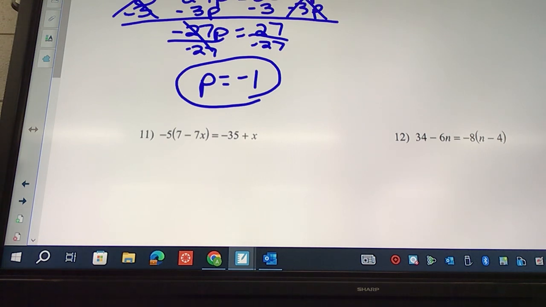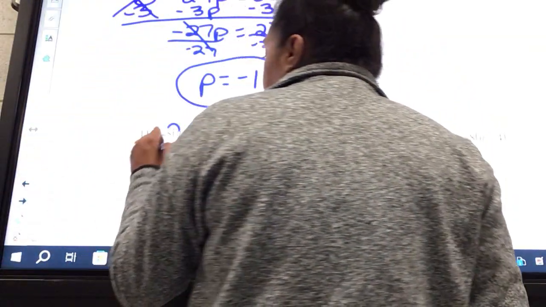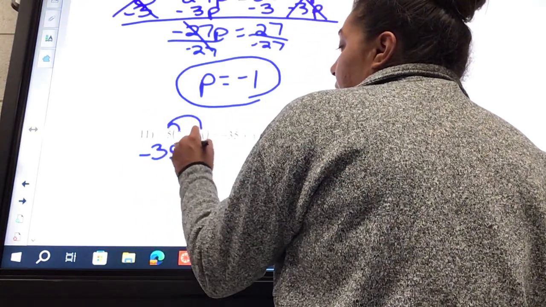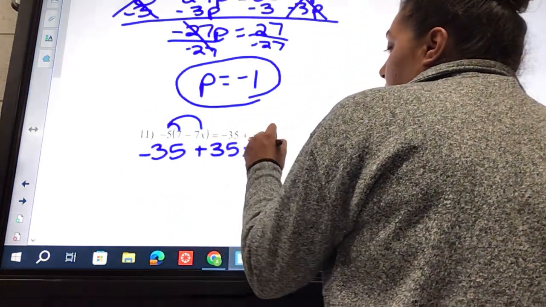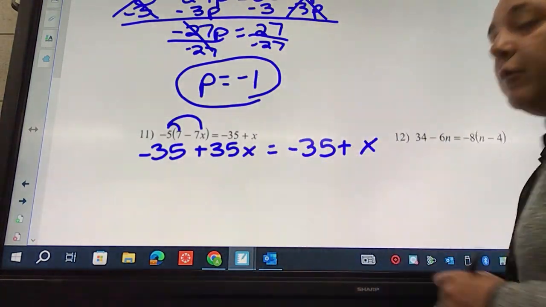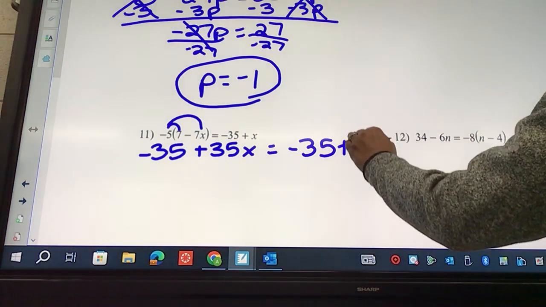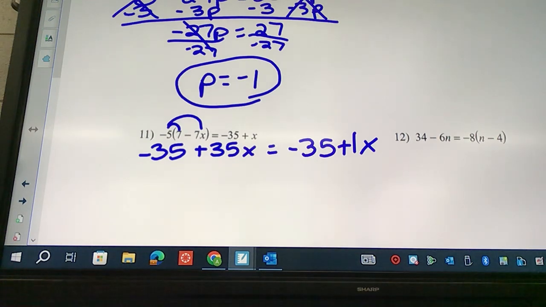Okay, 11. Again, we're going to start off with distributing. Okay, so we get a negative 35, a positive 35x equals negative 35 plus x. And what number is in front of that x? 1. Okay, so I'm going to put the 1 because a lot of you get confused when you see just the x and you don't know what to do.